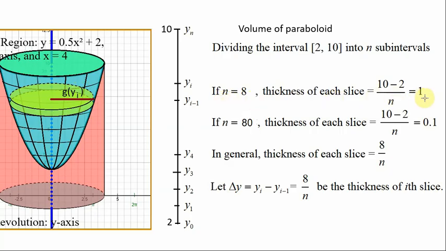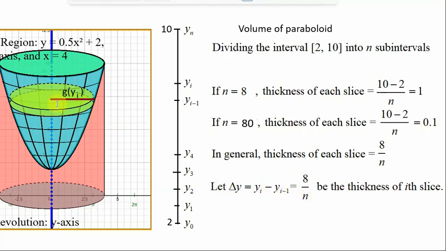will be 1. Now if we divide this paraboloid right here into 80 slices, then the thickness of each slice will be 0.1. And so in general, the thickness of each slice will be 8 over n, and let's denote it as delta y. And so delta y would be 8 over n.